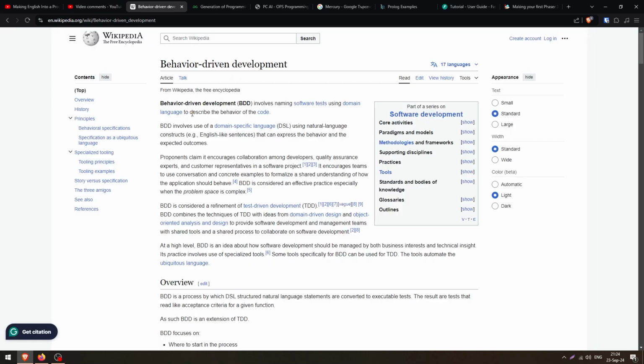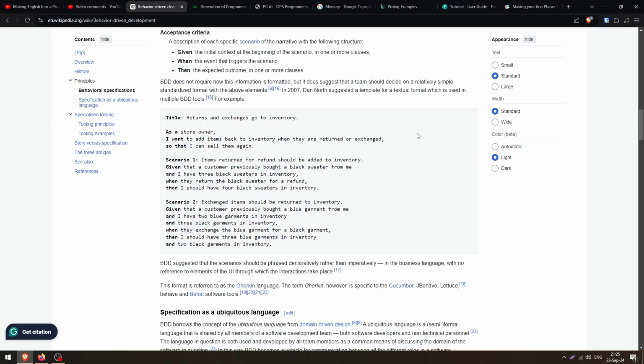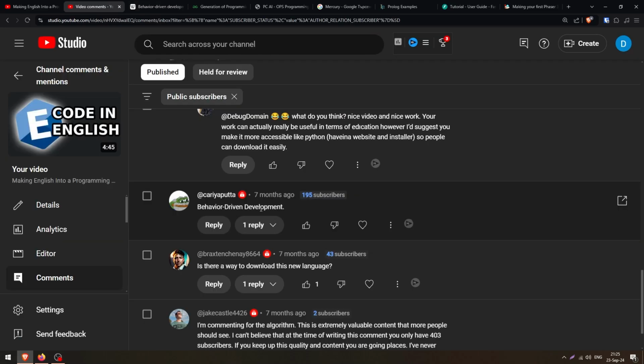Behavior-driven development. So this describes the behavior of the code, which English Plus does as well. But the description is used for software tests, something like this. So behavior-driven development seems like it's for a specific case and with a lot smaller scope. I will not shrink the scope for English Plus to be just for testing, but thank you for mentioning.